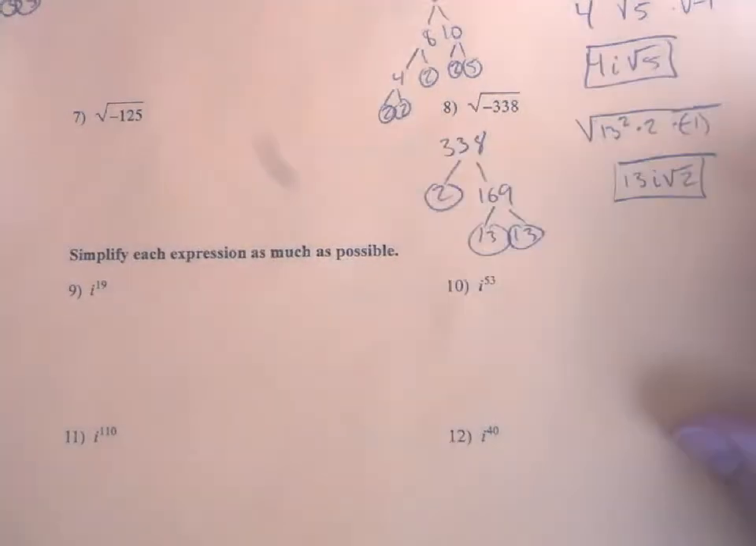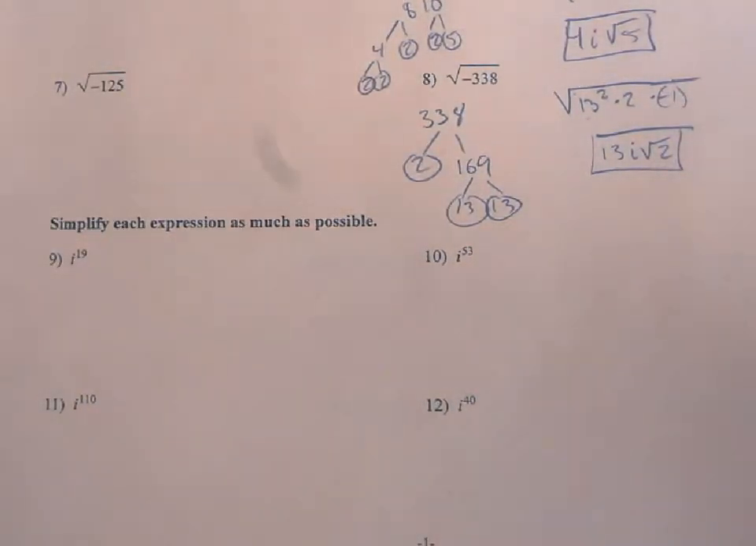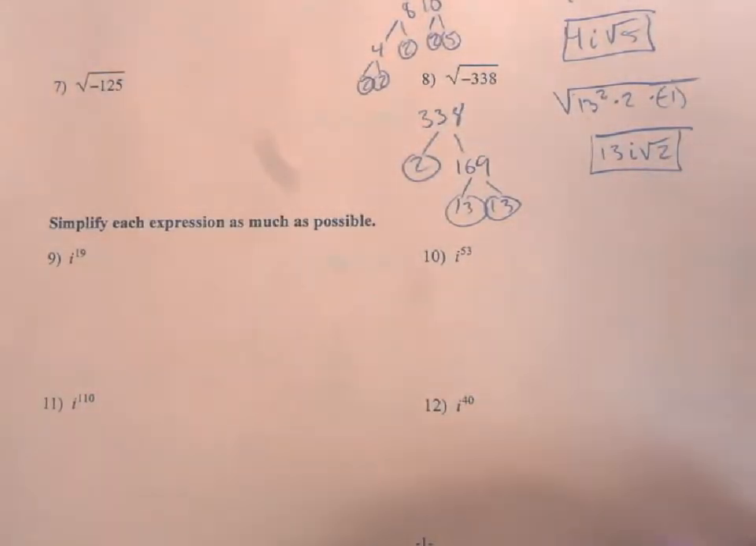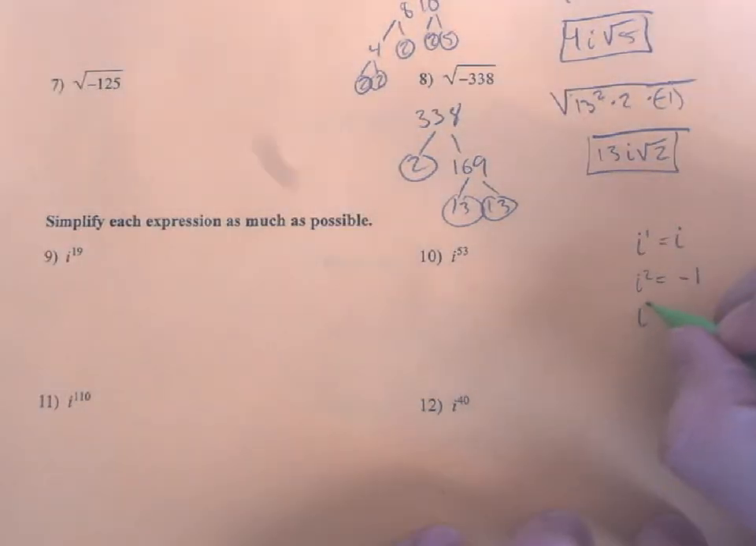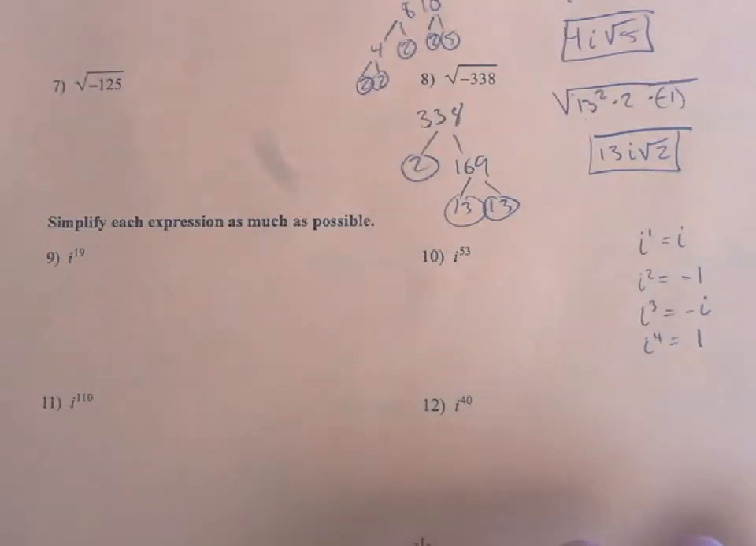All right. So for powers of i, there's actually only 4 we need to know. We know that i to the 1 is just i. We know that i squared is -1. We know that i to the 3rd is -i. And we know that i to the 4th is 1. Okay? If you're not sure why that's the case or why that works, I would go back to the notes. If you missed class today, that's in the notes from today.